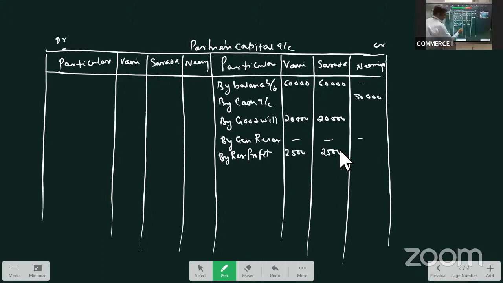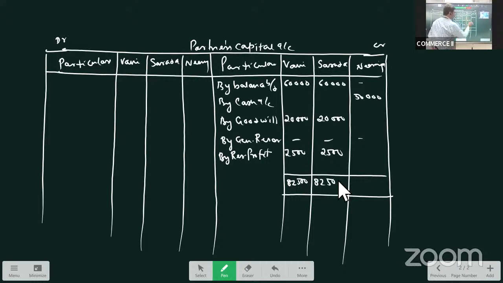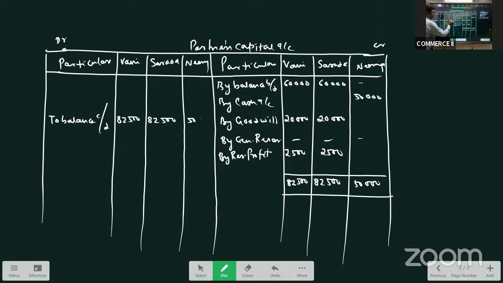So now let us close their accounts. Let us close the capital account. 60 plus 20,000, 82,500 and 50,000. So write the same capitals here as the closing balances. To balance carried down 82,500, 82,500 and 50,000.